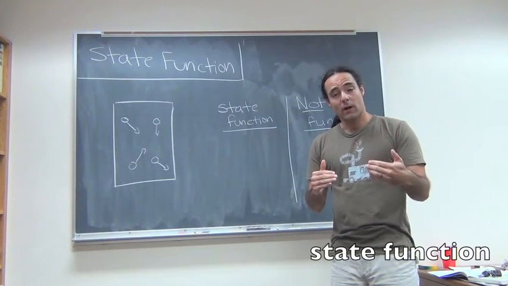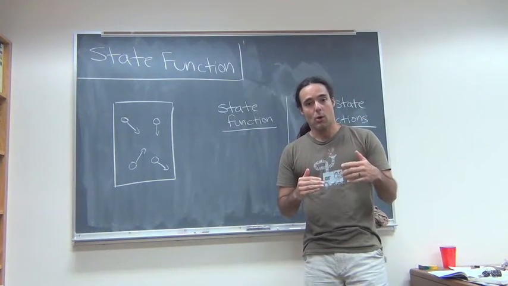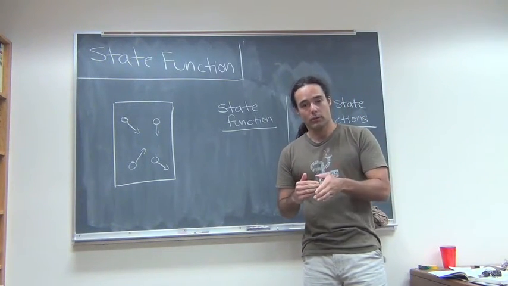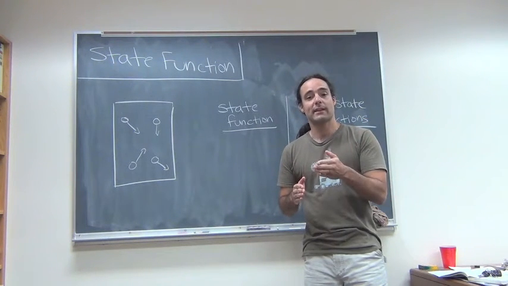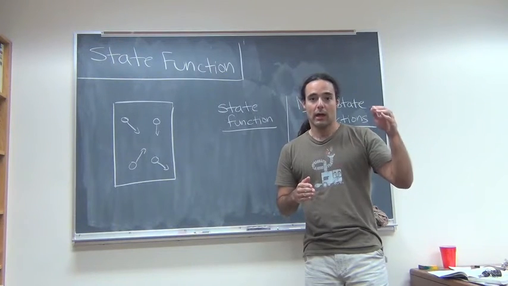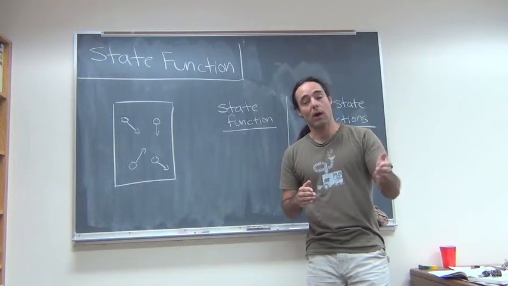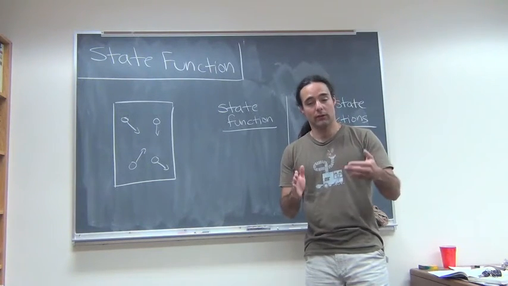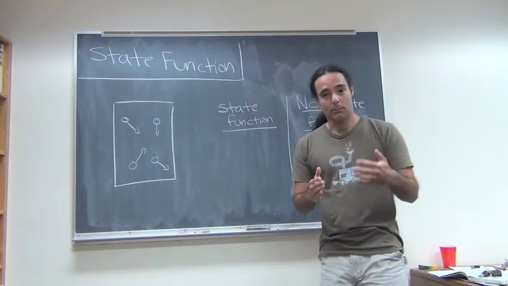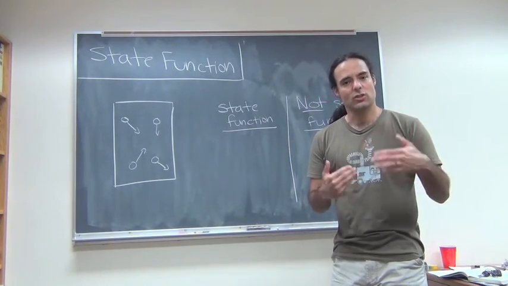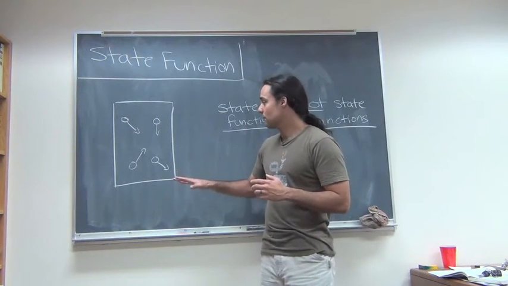So, state functions satisfy this nice mathematical relationship where the mixed second-order partial derivatives are the same no matter which way I take them. So whether I take d by dx first and then d by dy, or I take d by dy first and then d by dx, doesn't matter, they should be the same. I told you that was a property of state functions. What do I mean by state functions? I think the best way to see that is through an example.